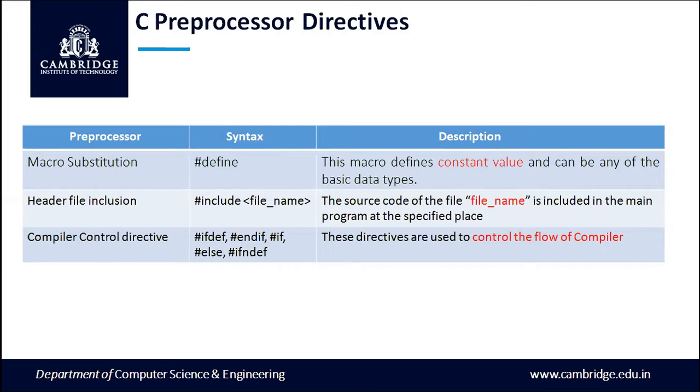The next preprocessor is compiler control directives. The name itself says I'm going to control some kind of statements. I control them by using small directives, that is #ifdef, #ifndef, #if, #else, #endif. These are the examples for compiler control directives. These directives are used to control the flow of the compiler. As the name says, these are the control directives, used to control the flow of the compiler.